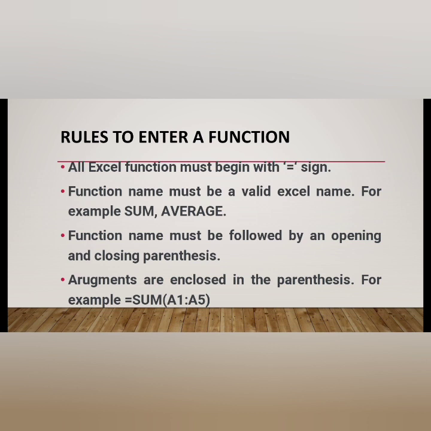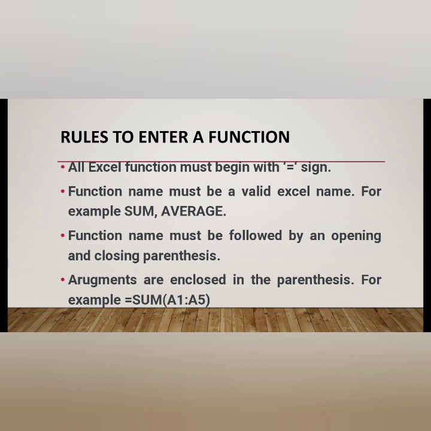There are certain rules to enter a formula. Whenever we write a formula, there are certain rules which we have to follow. First, all Excel functions must begin with an equal to sign. That is, we have to put an equal to sign before we start writing any function. Second, the function name must be a valid Excel name. For example, sum, average. All these are pre-designed formulas, so we have to use these only.